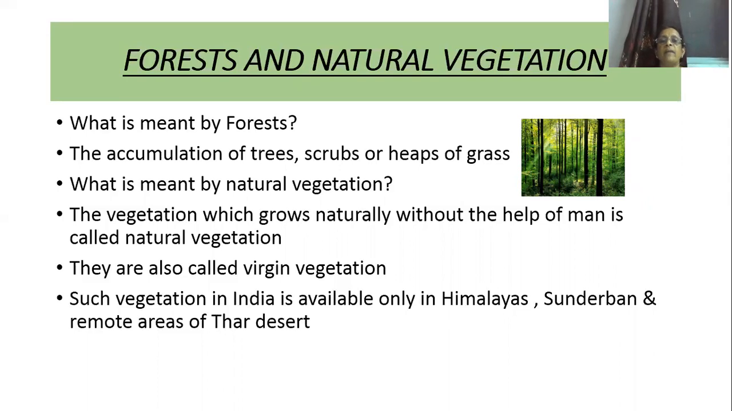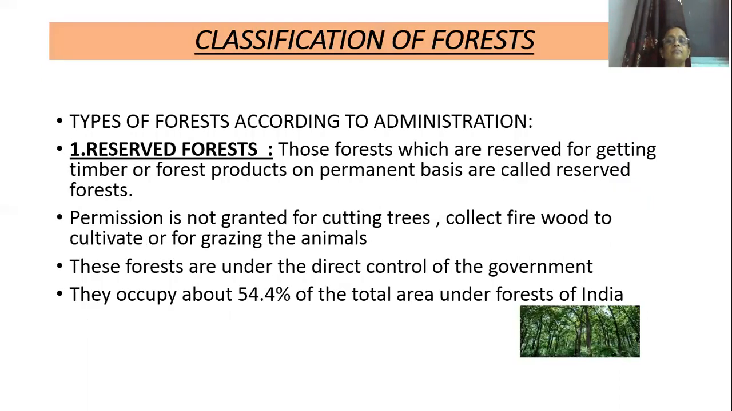So what is meant by forest? The accumulation of trees, scrubs or heaps of grass. What is meant by natural vegetation? The vegetation which grows naturally without the help of man. What is the other name of natural vegetation? Virgin vegetation. Where is it found? Only in the Himalayas, Sundarban and remote areas of the Thar desert.